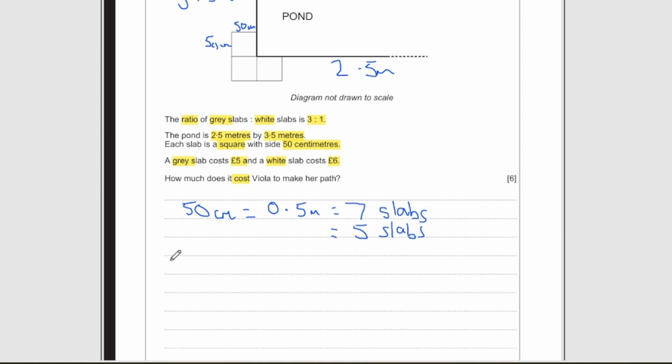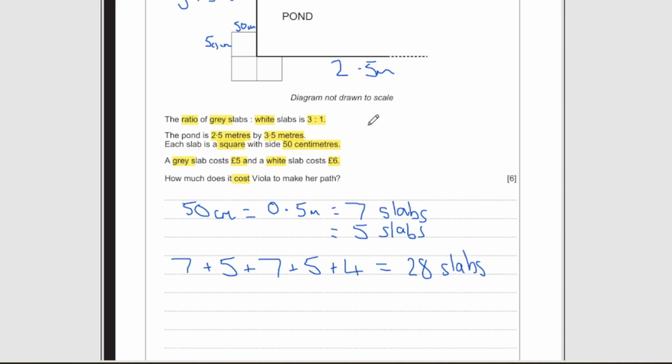So we've got 7 plus 5 plus 7 plus 5, and then we've got the 4 corners as well. So we're going to add 4 there as well. 7, 14, 14, 19, 24, 28. So there's 28 slabs in total.